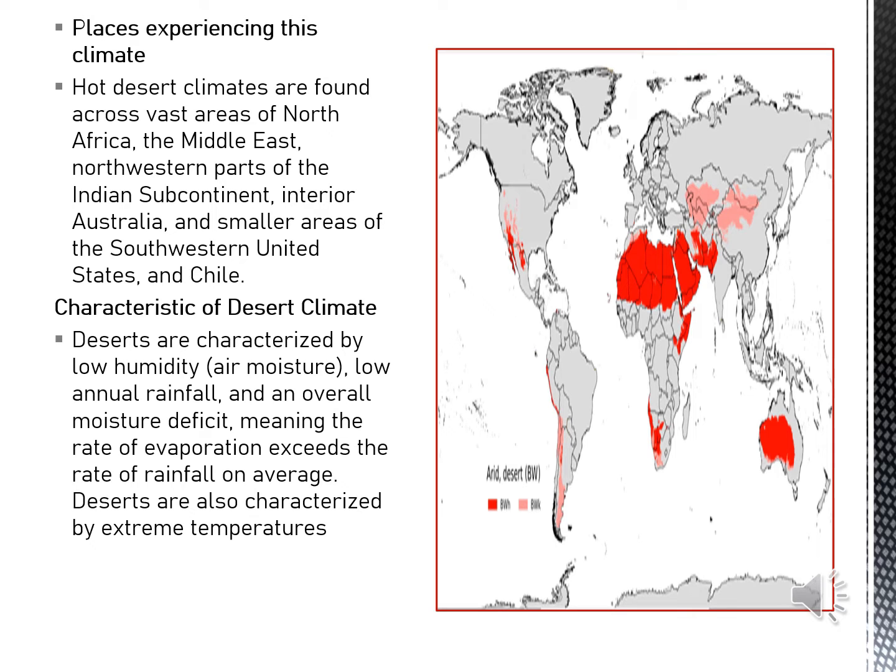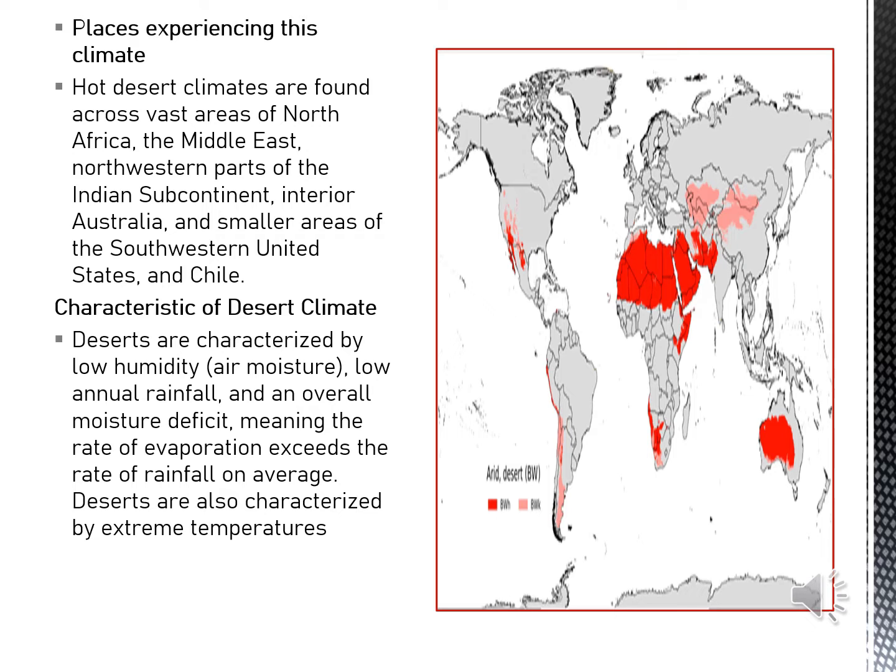Places experiencing this climate. Hot desert climates are found across vast areas of North Africa, the Middle East, the northwestern part of the Indian subcontinent, interior Australia, and smaller areas of the southwestern United States and Chile.